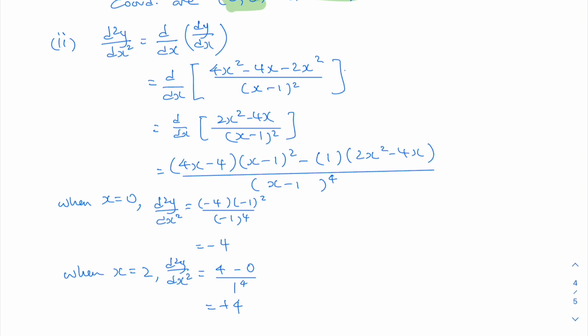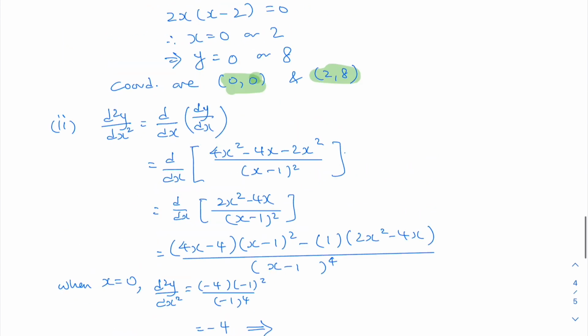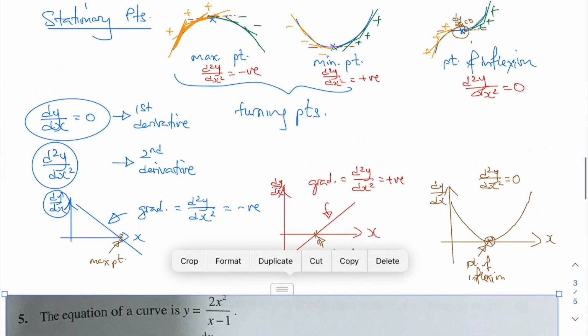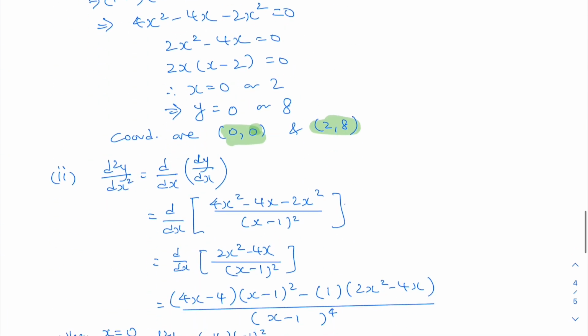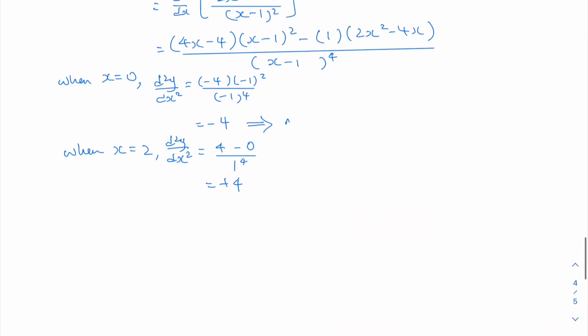So if it's negative, what can you say about the nature of this curve when x is 0? The second derivative is negative, so if it's a maximum point it will be negative. d2y/dx squared is negative, as I explained over here. So this one would be a maximum point. The next one, a minimum point. The nature of the curve when x is 2 is a minimum point.